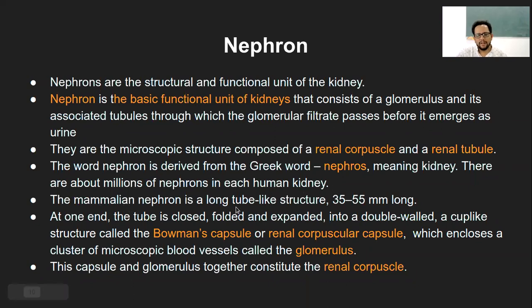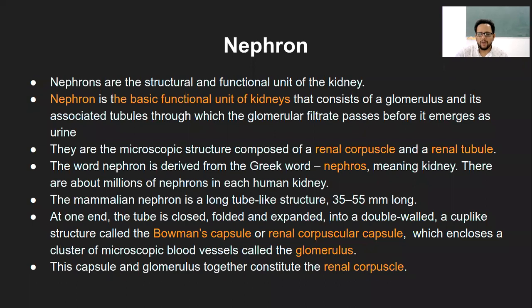The average size of the mammalian nephron is 35 to 55 millimeters long. That is 3.5 to 5.5 centimeters long, which is still relatively very small. And this we are talking of the whole nephron.